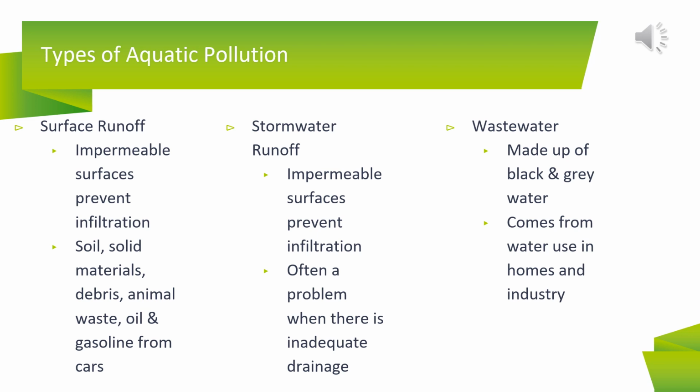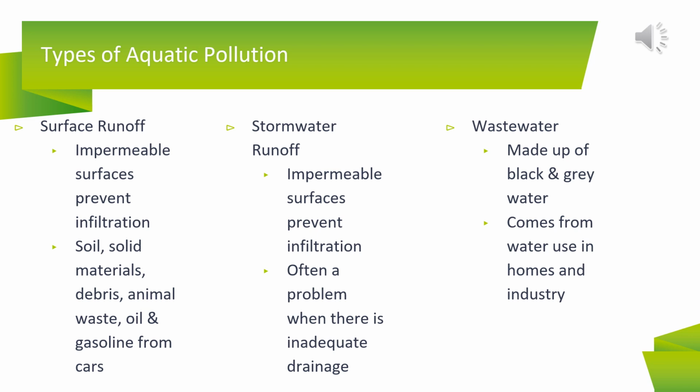Stormwater runoff is closely related. This largely comes from massive amounts of precipitation, and it's caused by impermeable surfaces preventing infiltration. And it becomes a much bigger problem when there is inadequate drainage, which is associated with municipal sewer systems.